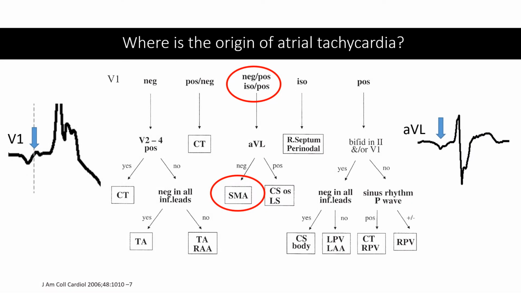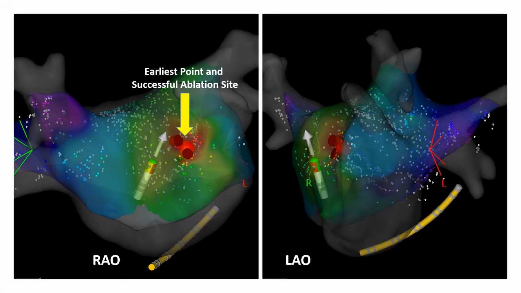Here is a P-wave algorithm constructed on the basis of findings from 130 atrial tachycardias with an accuracy of 93%. Using this algorithm, we can localize the atrial tachycardia of our patient to somewhere close to superior mitral annulus. In electroanatomical mapping, we can see the earliest point and successful ablation site at superior septum close to mitral annulus.